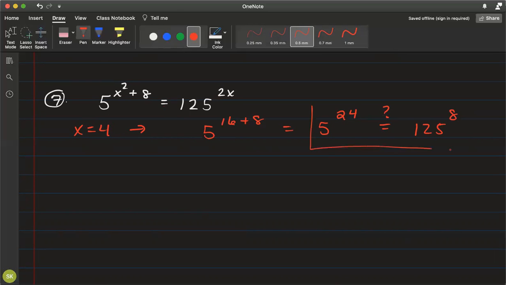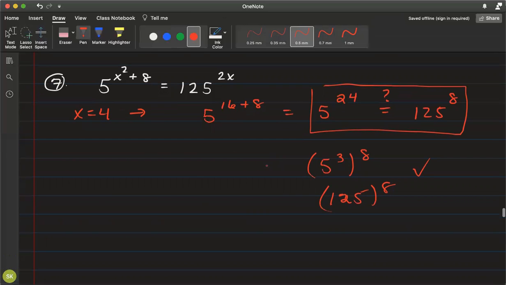So this is what we're trying to figure out. Divide this by 3, because 3 times 8 is 24. And you can see that 5 cubed is 125. So that is 125 to the 8th. So the left-hand side is equal to the right-hand side. Now you try the other number too and see if you get a correct answer.